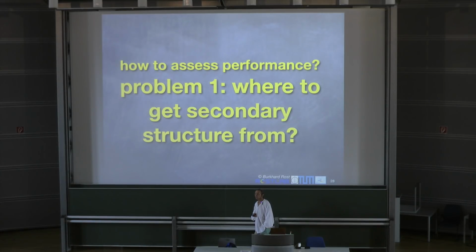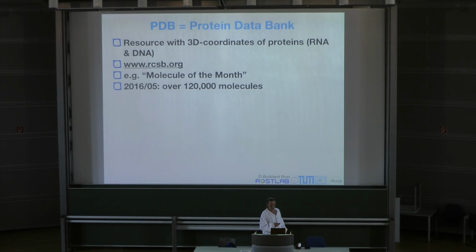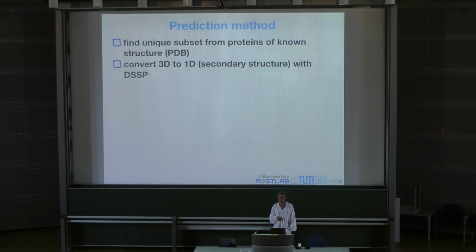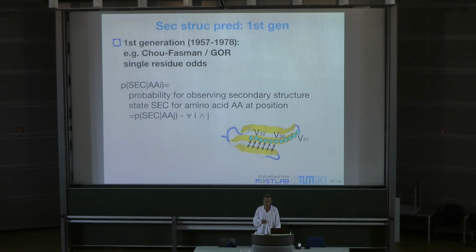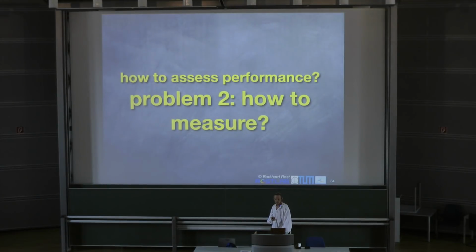Now, how do I get secondary structure in order to assess how well we do? And again, it comes from the PDB. You have seen PDB, you have seen how it grows. And in PDB, you convert the 3-dimensional structure by using this method, DSSP. When this DSSP was developed, that was in fact done in order to develop secondary structure prediction methods and to assess those methods.